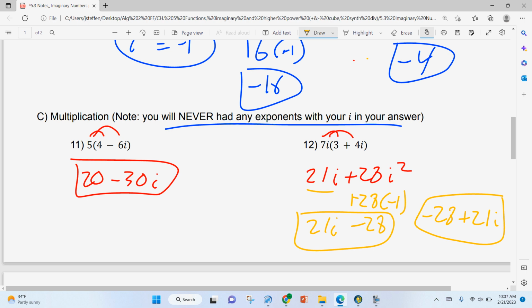That is the basis of what we're doing today. We're doing distribution, we're multiplying things out, we end up with an i squared in our answer, and we have to get rid of that i squared by substituting in a negative 1. Question or stretch? No, do not leave it as 21i plus 28i squared. That's the whole idea. We're trying to make sure we reduce that i squared.